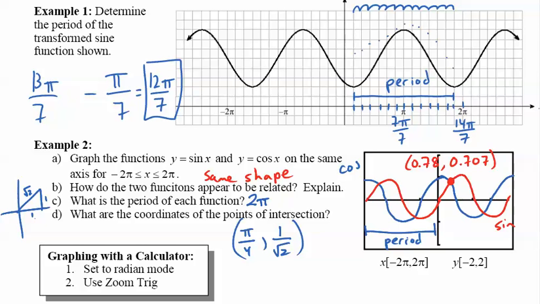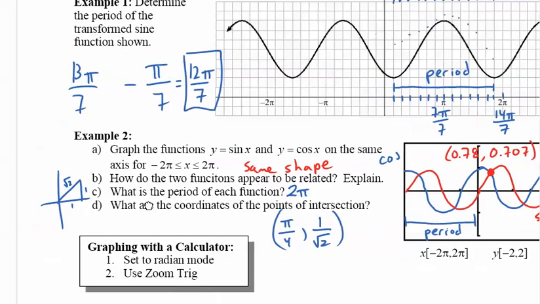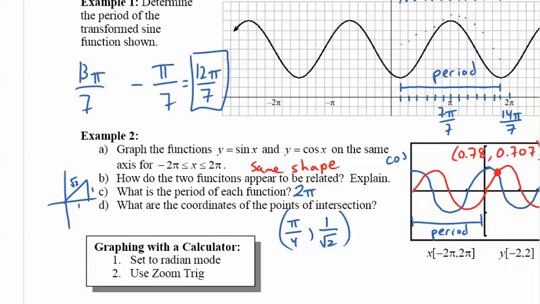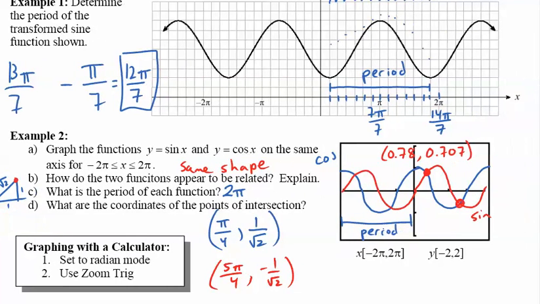Where else is sine and cosine the same? Another quadrant? No. Root 2, negative 1, negative 1. So that would be 1, 2, 3, 4, 5 pi over 4. So at 5 pi over 4, they're both negative. And that is this point right here. 5 pi over 4 and negative 1 over root 2.